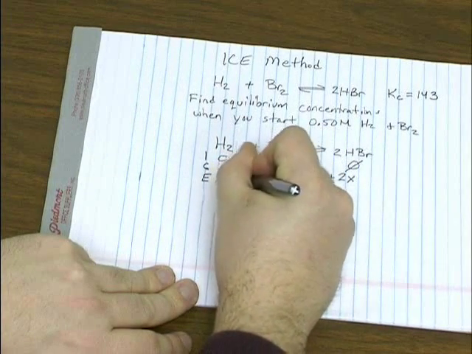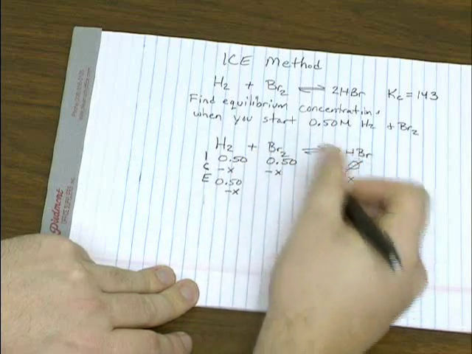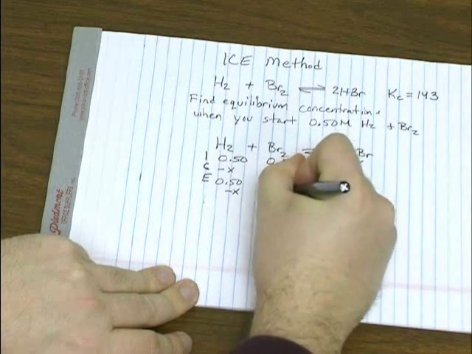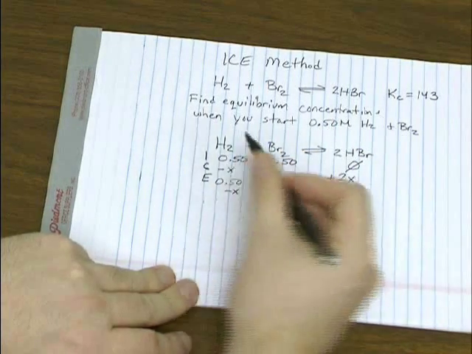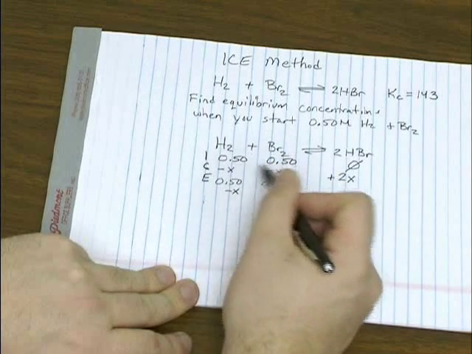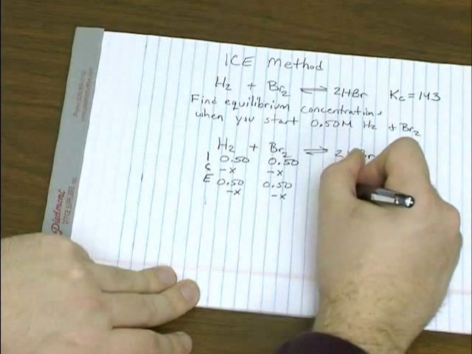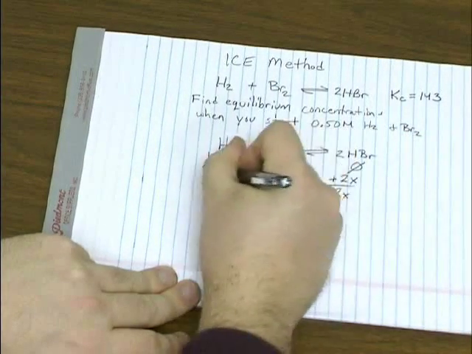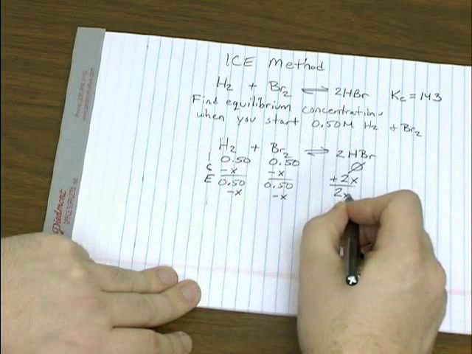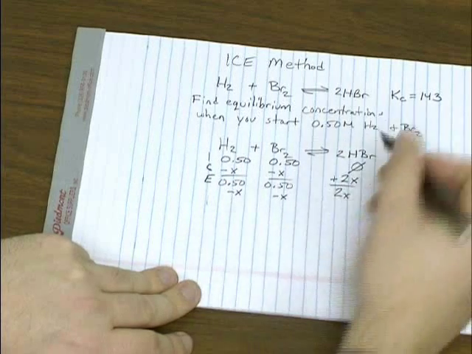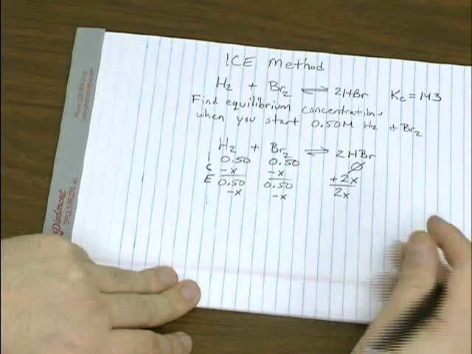So at equilibrium, you have 0.5 minus X of each reactant, your initial minus the amount you're losing as it shifts to the right, and you're going to have 2X worth of HBr since you didn't have any to begin with.